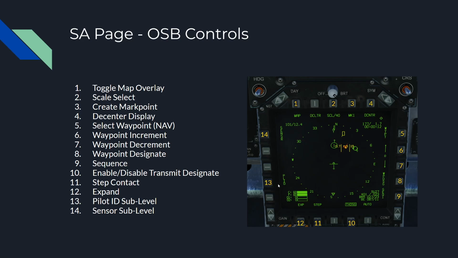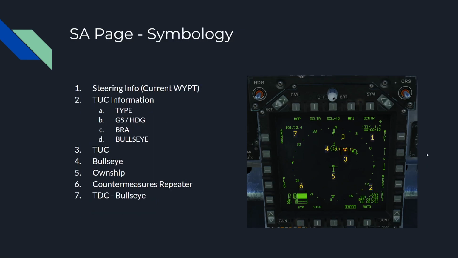PLID brings up all your PLID options, so it'll give you the option to label something hostile, friendly, or remain unknown, ambiguous, under the submenu. Don't really use it much, but again, it's a tool that you have available. Maybe one day we'll get full IFF implementation. 14 is your sensor sublevel, and we're about to get into that one. Or not. We're going to talk about symbology again.